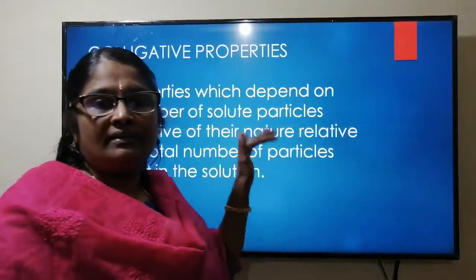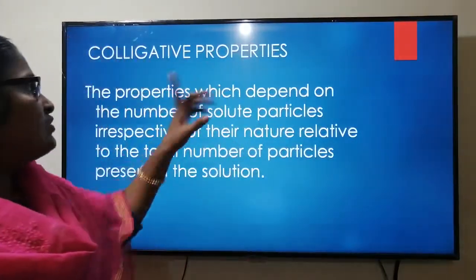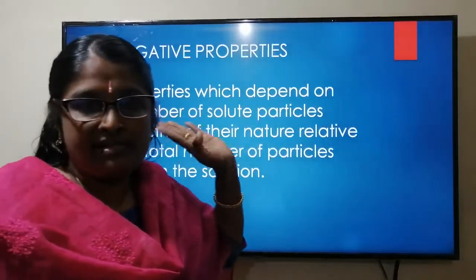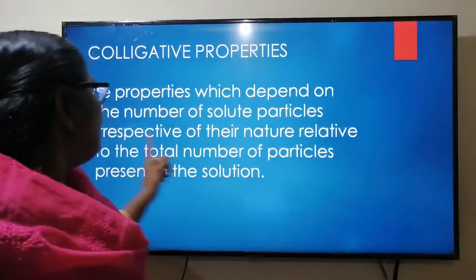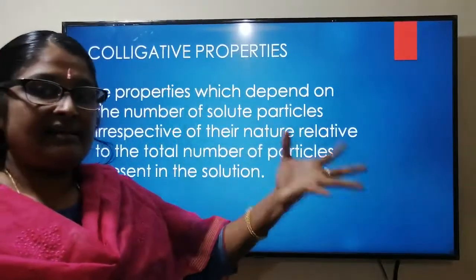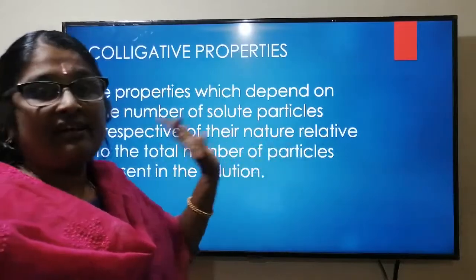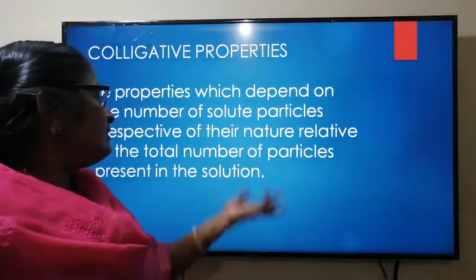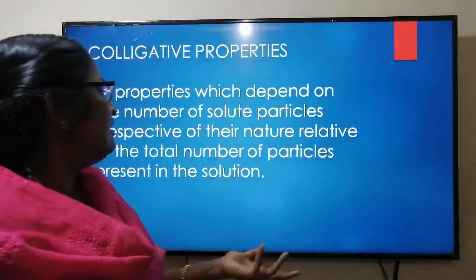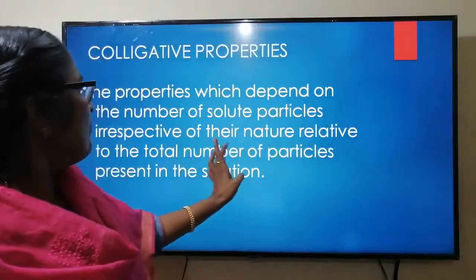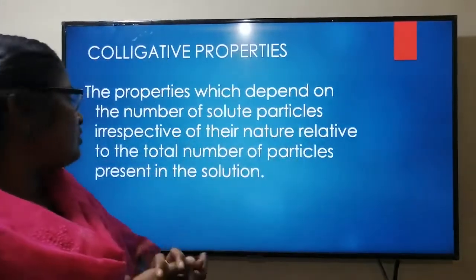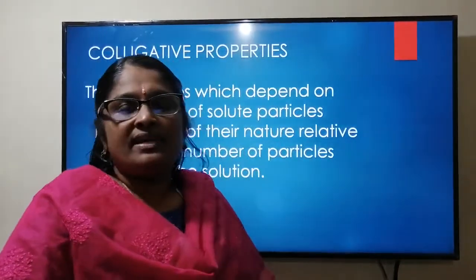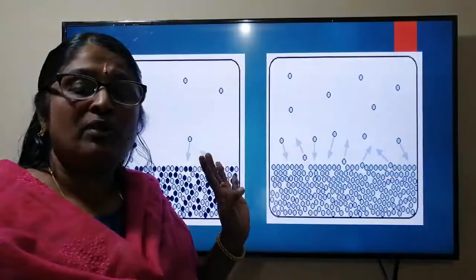This is one of the very important things coming under this chapter: colligative properties, the properties which depend on the number of solute particles. It depends only on the number, irrespective of the nature, whether it is glucose, fructose, sucrose or sodium chloride. It depends only on the total number of particles present in the solution. So there are four properties that we are studying under this chapter.